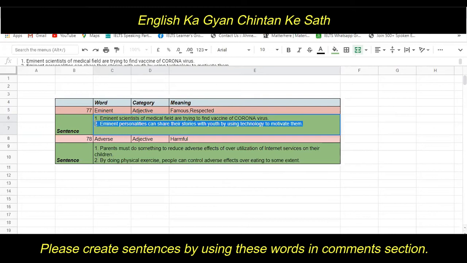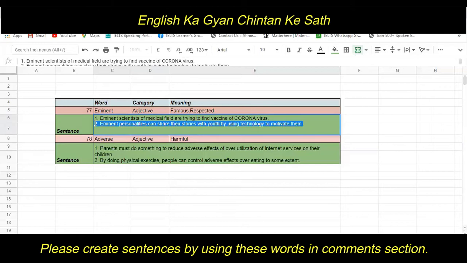And in this particular thing, the eminent personalities of any field, the famous, well-known personality of any field, can utilize technology to share their hardships, to share their challenges of their respective life. So that from those challenges and hardships, the youth can take the motivation, and they can work further and they can survive in life. So instead of using famous, I have utilized the eminent word, right? So eminent personalities can share their stories with youth by using technology to motivate them.